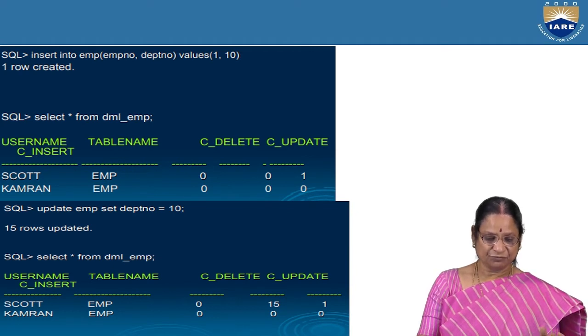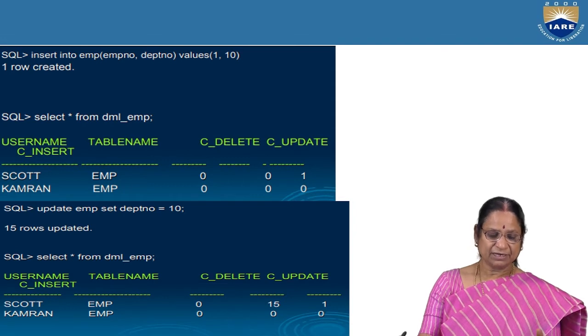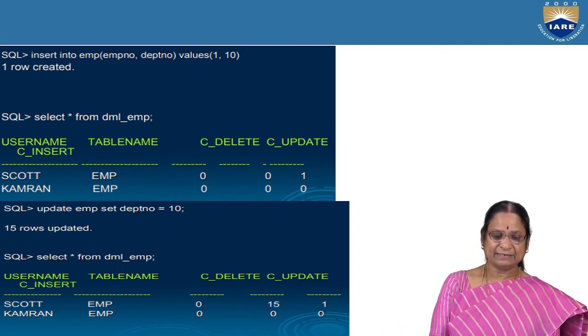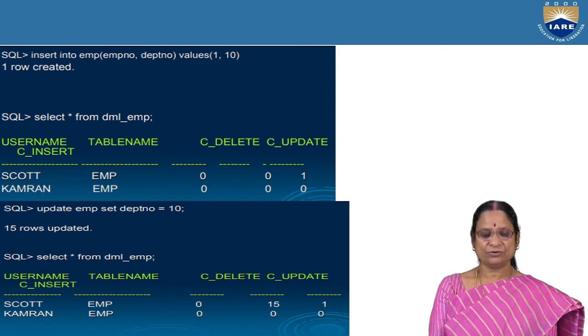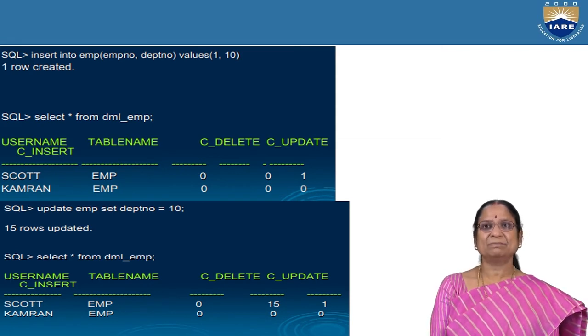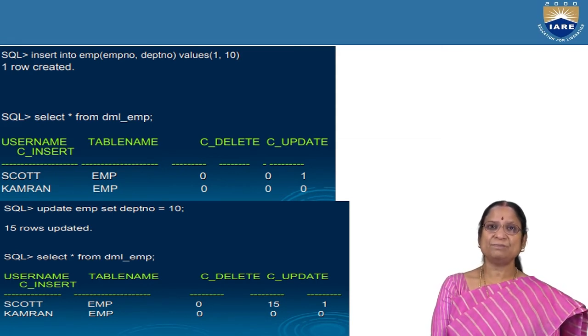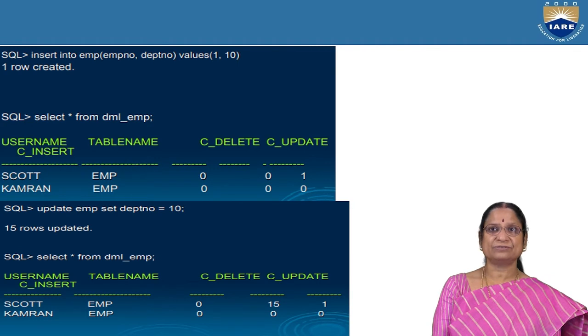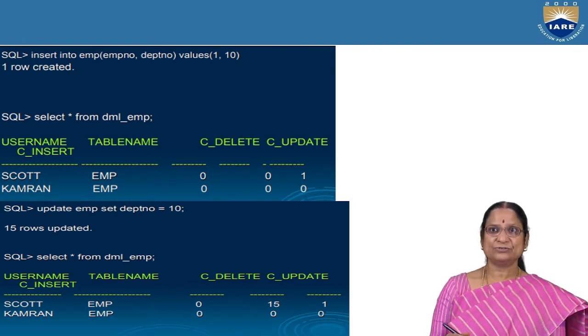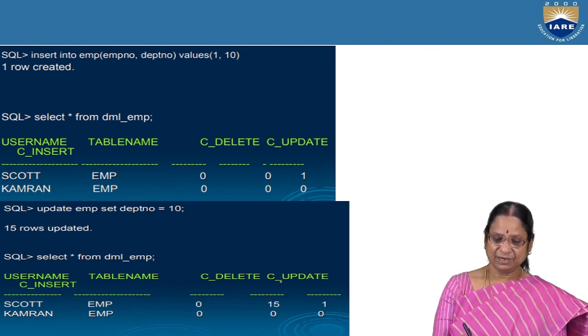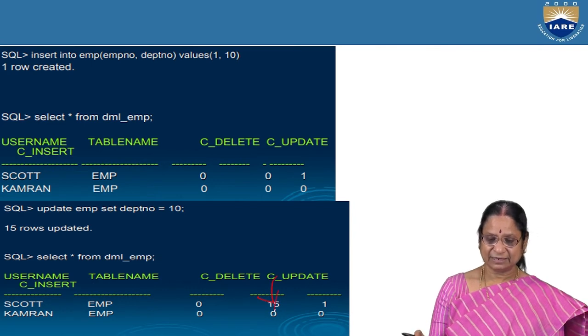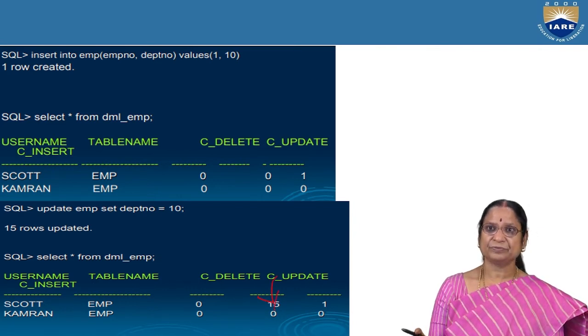When we are updating, 15 rows are updated. For example, what is updated? The update command is: update EMP set department number is equal to 10. For all employees, department number was changed to 10. How many records are there? How many tuples are there? 15 rows. For 15 rows, it happened, no? So that's why, see, update count was incremented as 1.